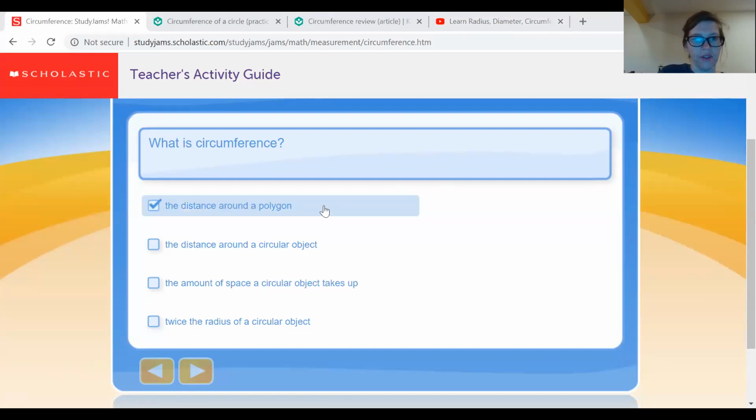All right, so the first question is, what is circumference? Is it A, the distance around a polygon, B, the distance around a circular object, C, the amount of space a circular object takes up, or D, twice the radius of a circular object? All right, you choose what you think is the correct answer, and then we will check our answers at the end. I'm going to go with B, the distance around a circular object.